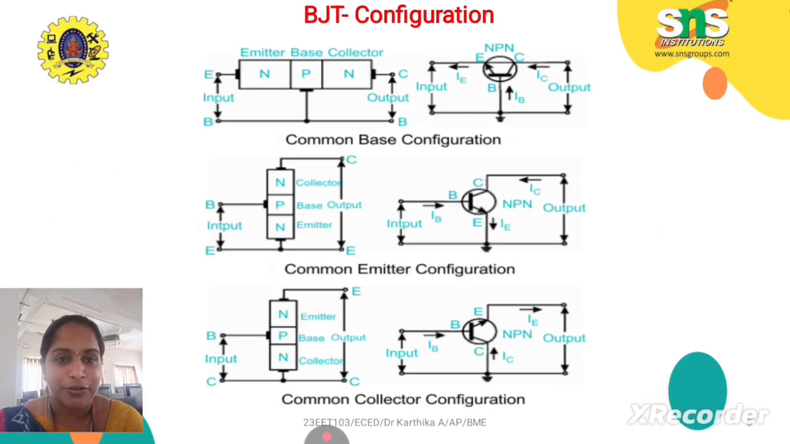See the BJT configuration. Emitter, base, collector. Here we have common base configuration, common emitter and common collector configuration. In common base, the base is common, here we have common emitter, and same as we have common collector configuration. Based on the applications and based on the electrical and electronic needs, we can identify common base, common emitter or common collector based on our applications and user needs.